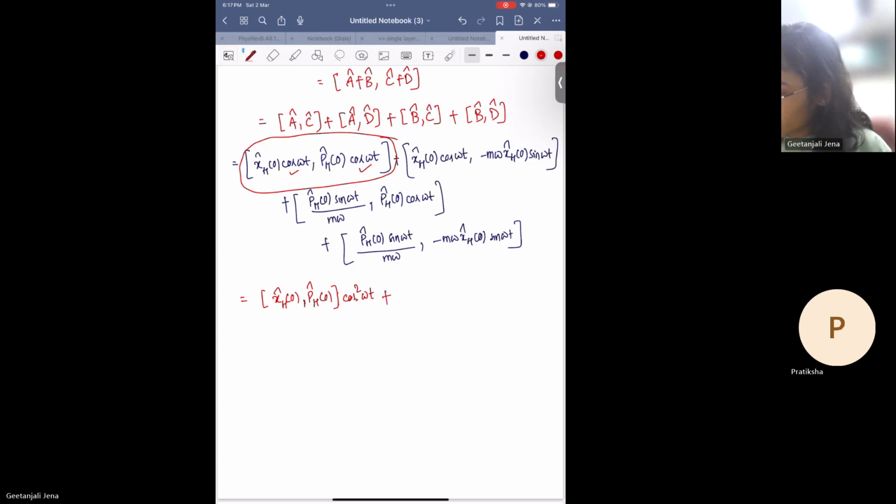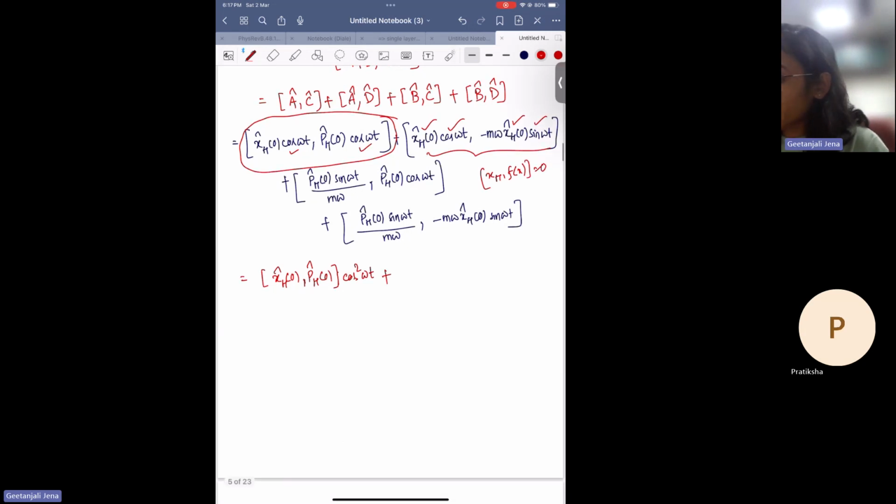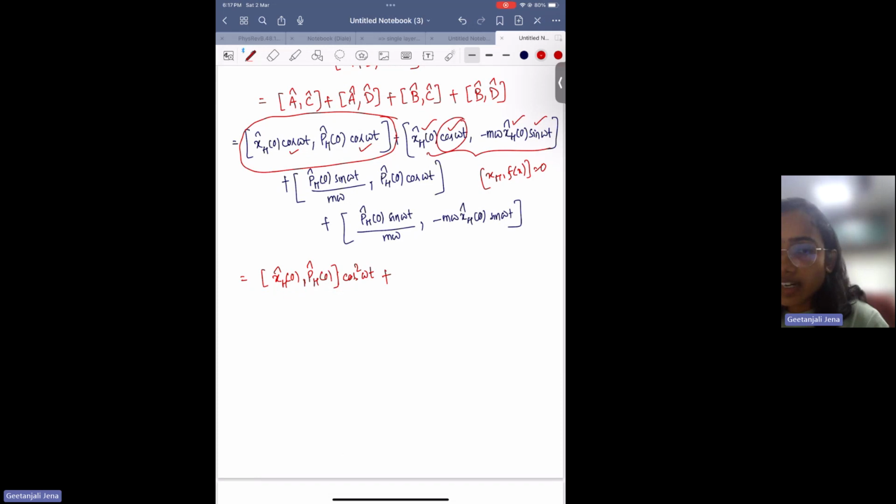If you see the second expression, there is an x term here with cos omega t, and there is also an x term here with sin omega t. So x commutes with itself. If you take x with some function of x, then this would be 0. The only difference is the cos omega t here and the sin omega t here.